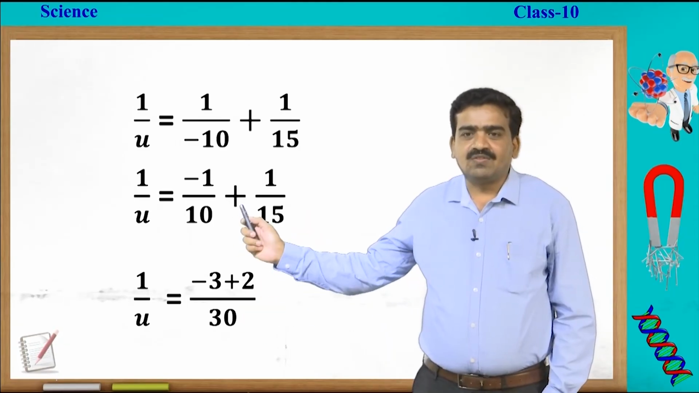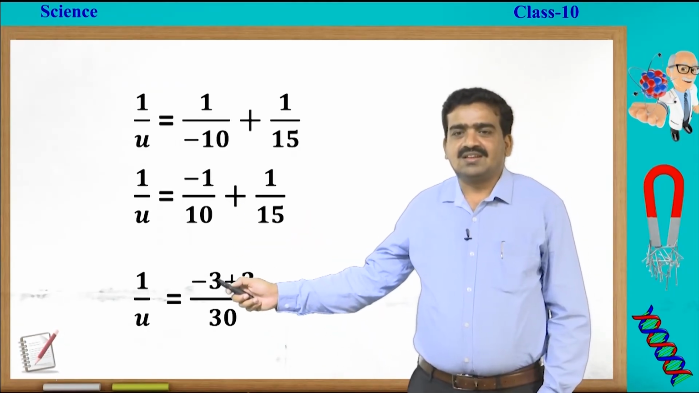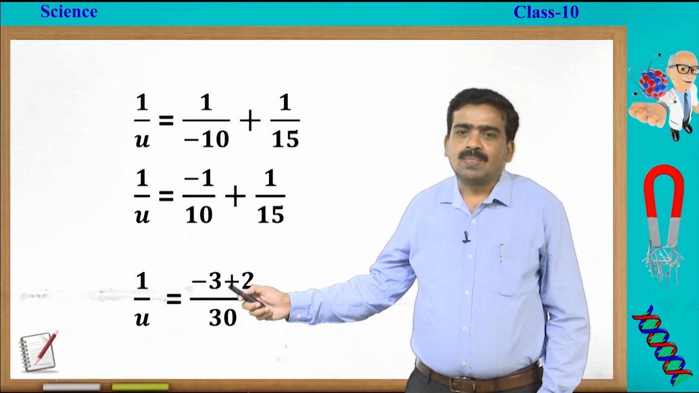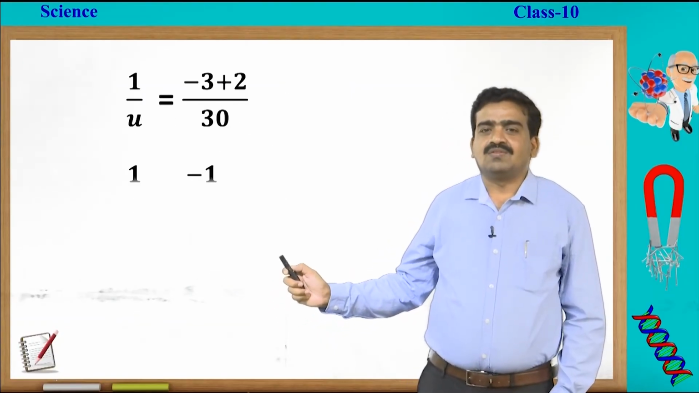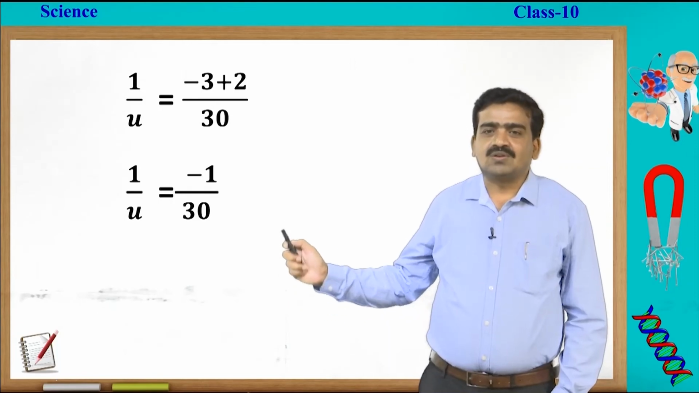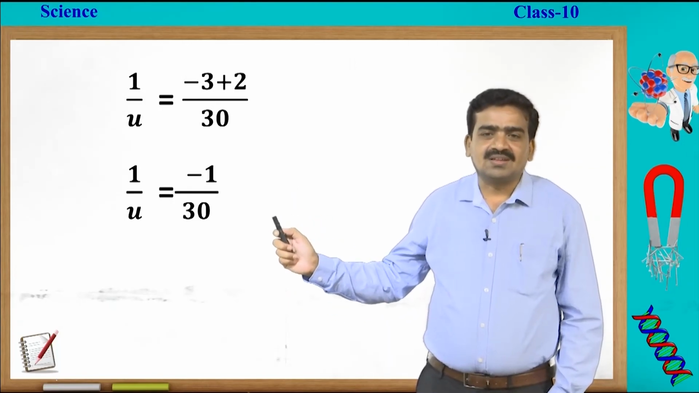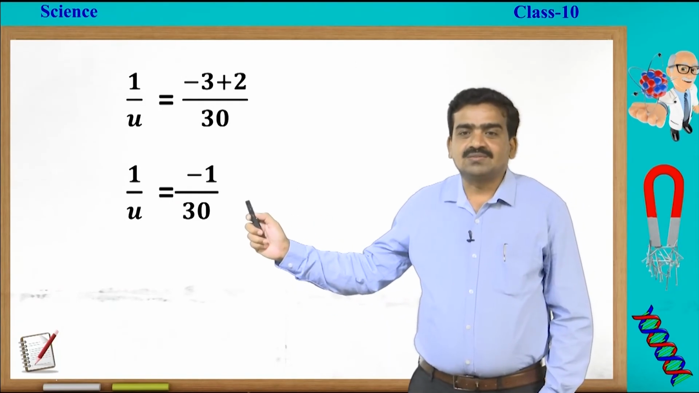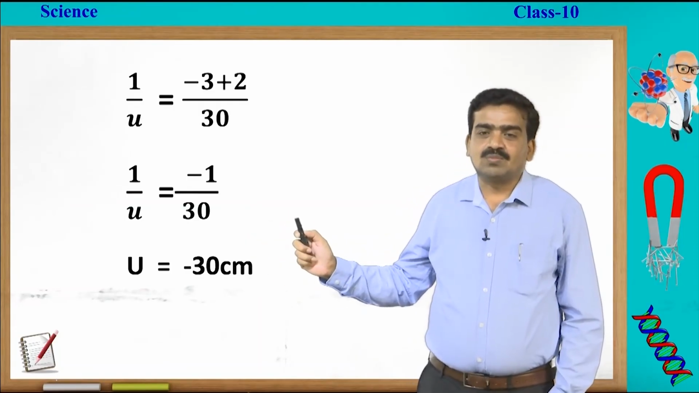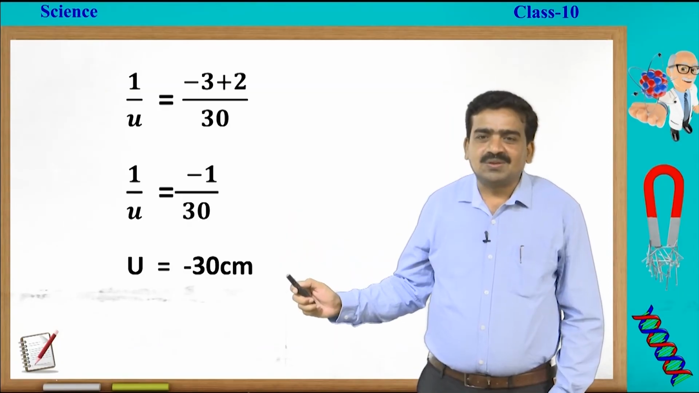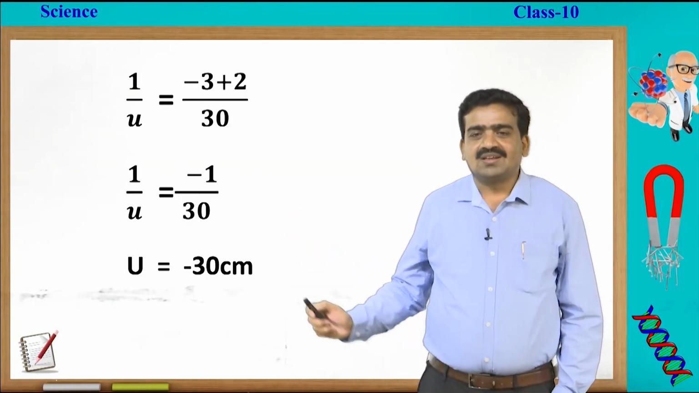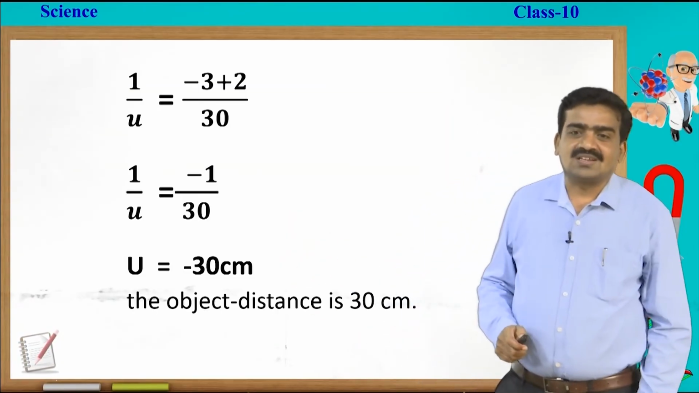LCM for 10 and 15 is 30, then the numerator becomes minus 3 plus 2. After simplification, we will get 1 over u is equal to minus 3 plus 2 by 30, which is equal to minus 1 by 30. So, after the simplification, we will get u is equal to minus 30 centimeter. So, that is the object distance.